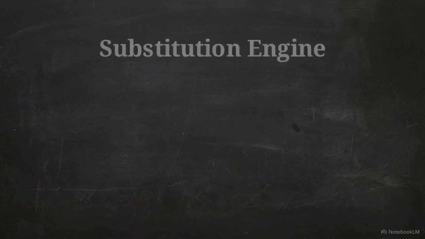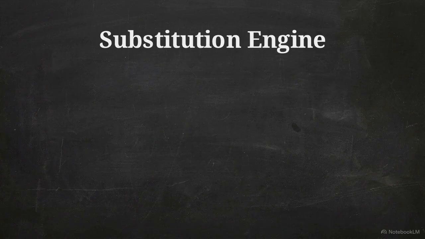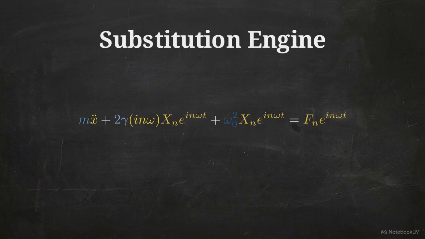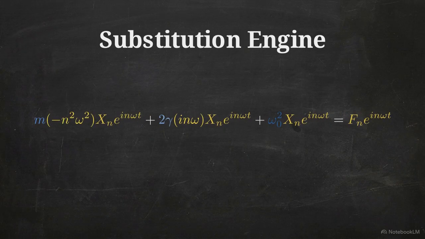Now we use a substitution engine to merge our new algebraic rules back into Newton's original physical law. Here is the differential equation governing our suspension system. First, we replace the calculus-based velocity term x dot with its new algebraic equivalent, i n omega. Next, we swap the calculus-based acceleration term x double dot with its exact algebraic equivalent, negative n squared omega squared.